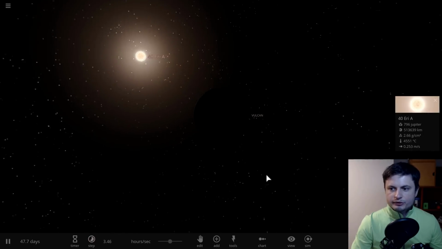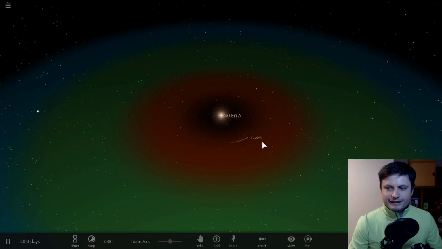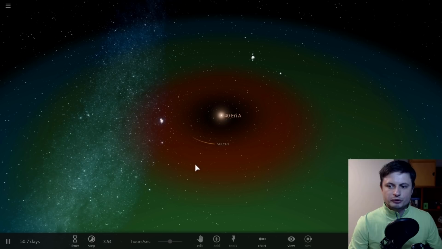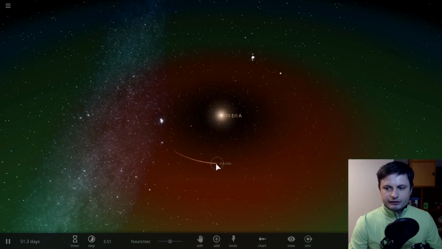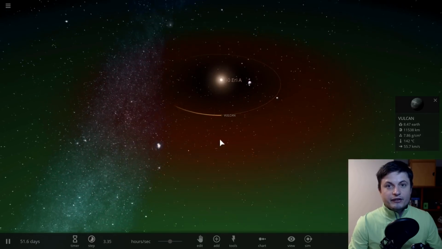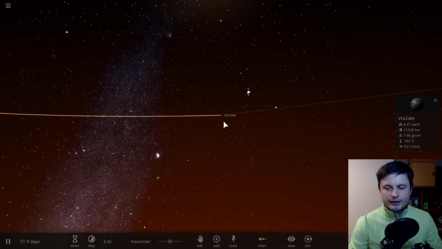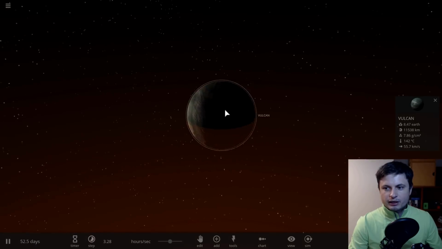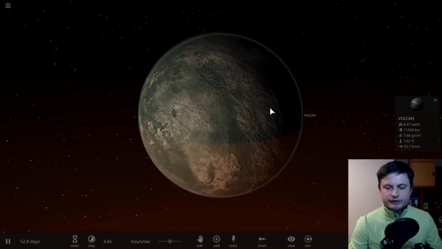And if I were to enable the habitable zone, you would see that it's actually, at least according to Universe Sandbox, not even in the habitable zone. It's sort of in the area where Venus is. And this makes Vulcan a very, very, very hot super Earth. And that's probably what's happening here. So the temperatures on the surface are like 140, 150 degrees Celsius.